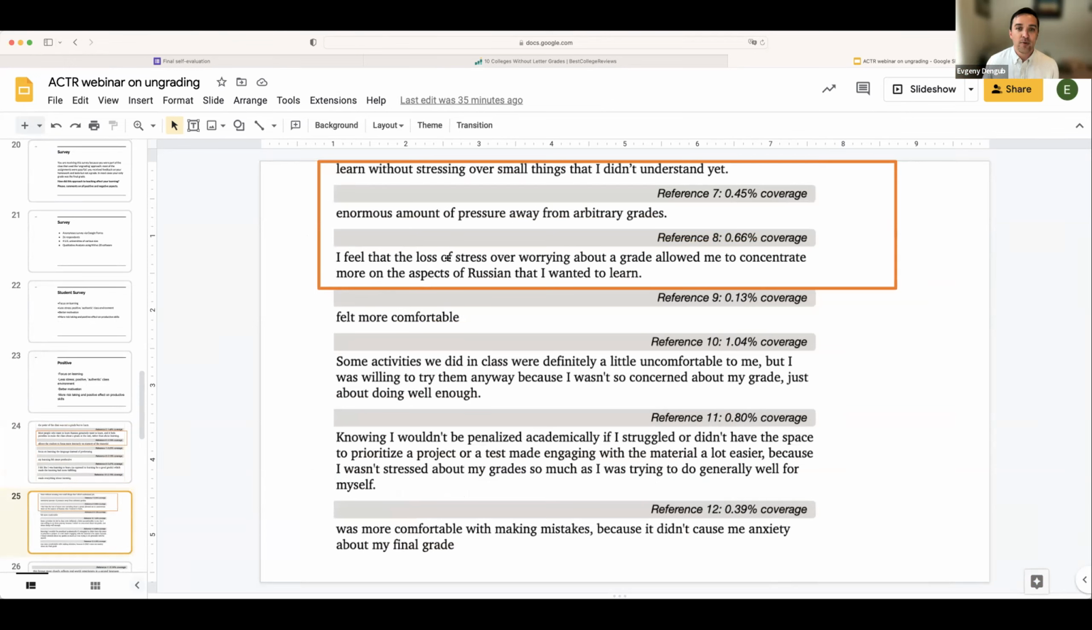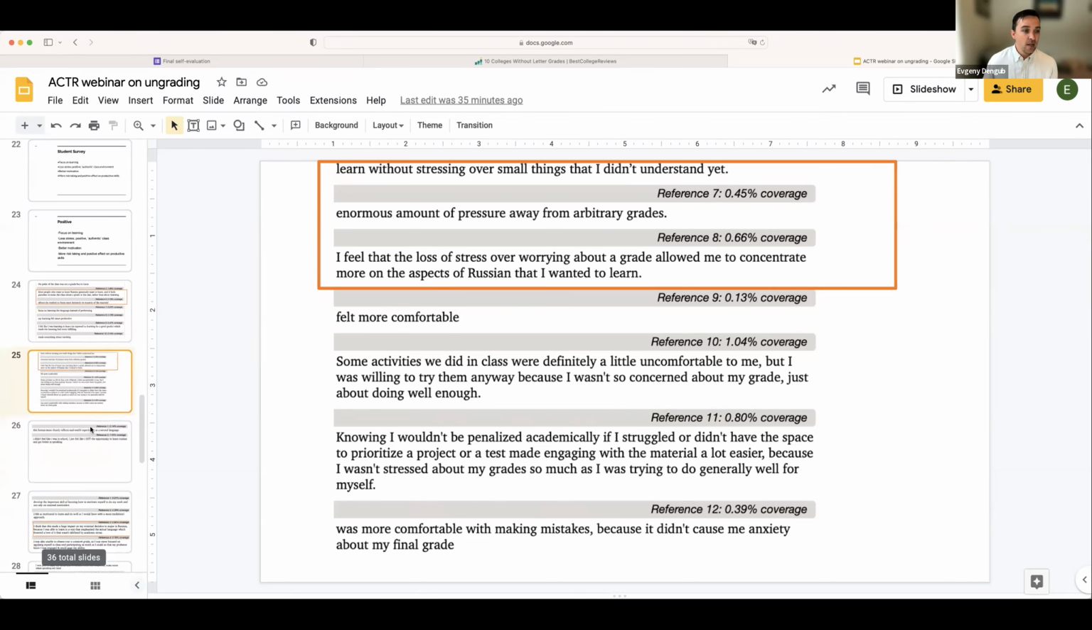Take enormous amount of pressure away from arbitrary grades. And I feel that a lot of stress over worrying about a grade allowed me to concentrate more on the aspect of Russian that I wanted to learn.